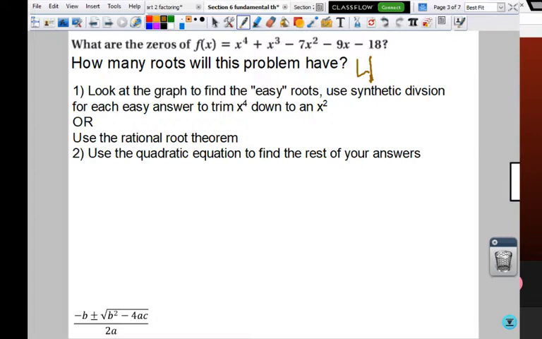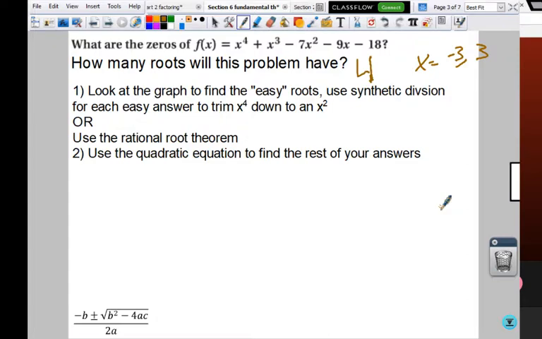So the first 2 are easy. What are my first 2 answers? -3 and 3. So I need 2 more now. So I'm going to write down my easy answers. I'll just put them over here. Here we go. X equals -3 and 3, right? Those are my first 2 easy answers. I need to find the rest of them though. And we're going to use synthetic division to help with that.